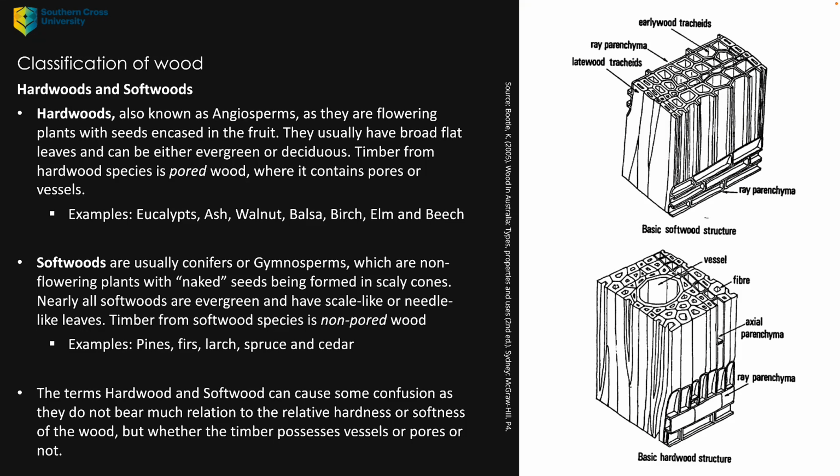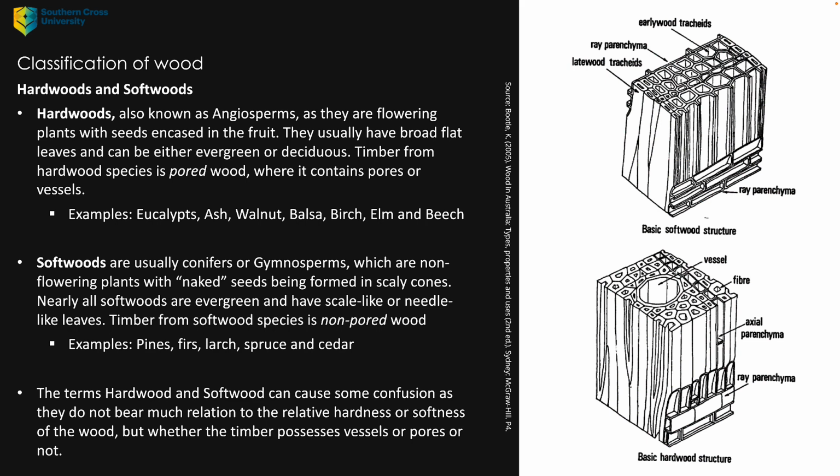Okay, so now we're going to talk about the classification of wood. It's fairly commonly known that there are two main kinds, and we call them hardwoods and softwoods. Now, to some extent, hardwoods are generally harder than softwoods, but that's not always the case.